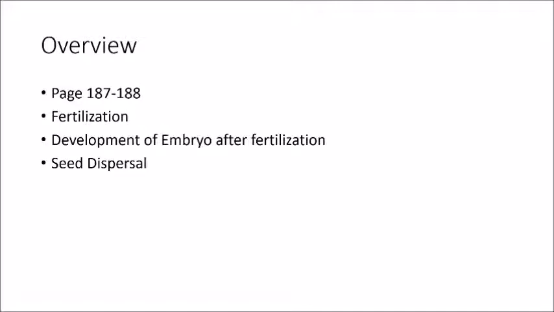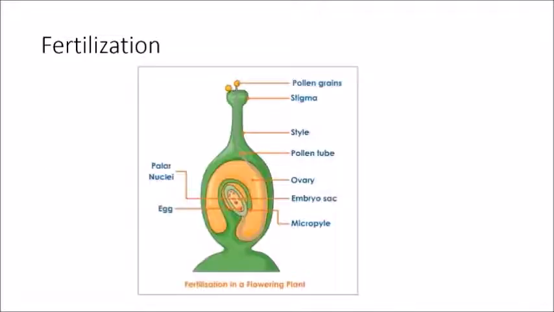and 188. And like I said, we'll be talking about fertilization, the development of an embryo after fertilization, and then later on we'll talk about seed dispersal, or basically the different methods that plants use in order to disperse their seeds. Okay, so in my last video I would have talked about pollination. So next we'll talk about fertilization.